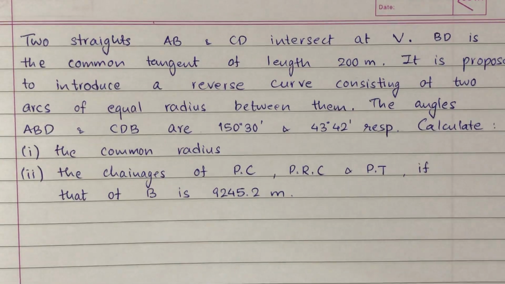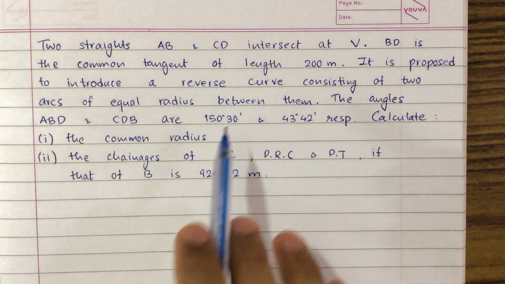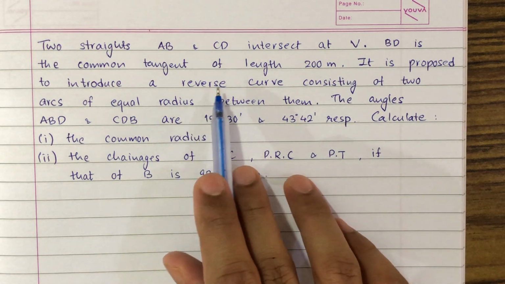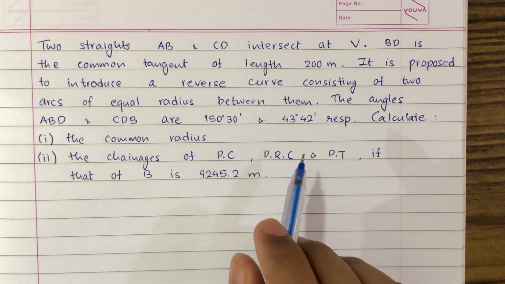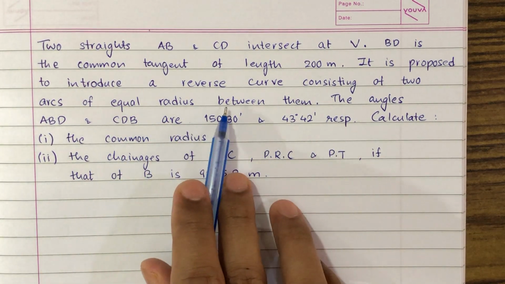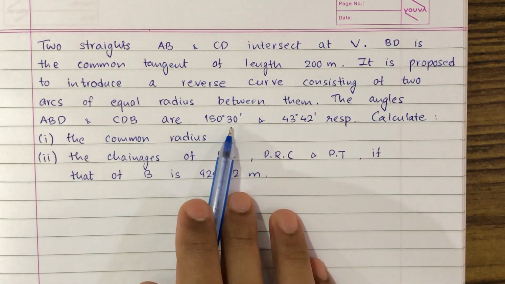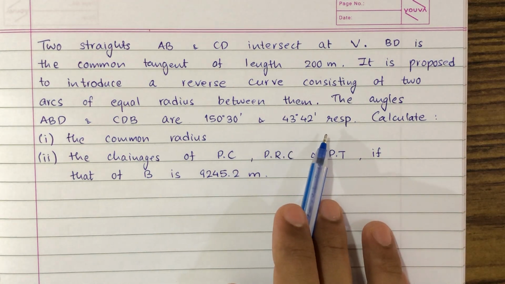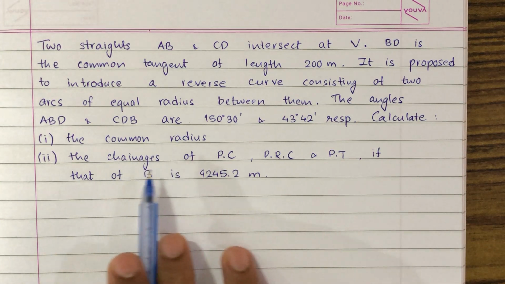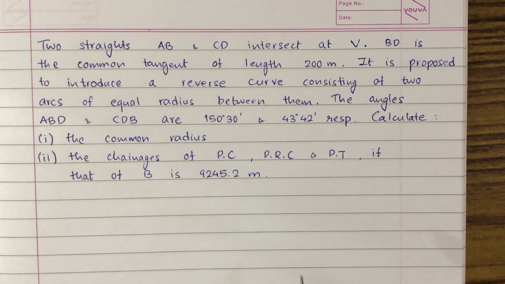So the problem statement is as follows. Two straights AB and CD intersect at V. BD is the common tangent of length 200 meters. It is proposed to introduce a reverse curve consisting of 2 arcs of equal radius between them. The angles ABD and CDB are 150 degrees 30 minutes and 43 degrees 42 minutes respectively. Calculate the common radius and the chainages of PC, PRC and PT if that of B is 9245.2 meters.